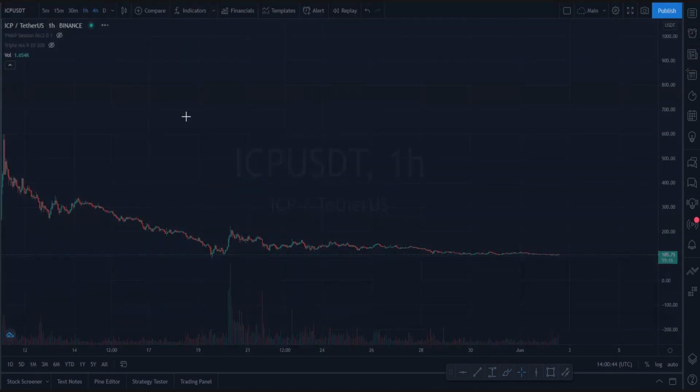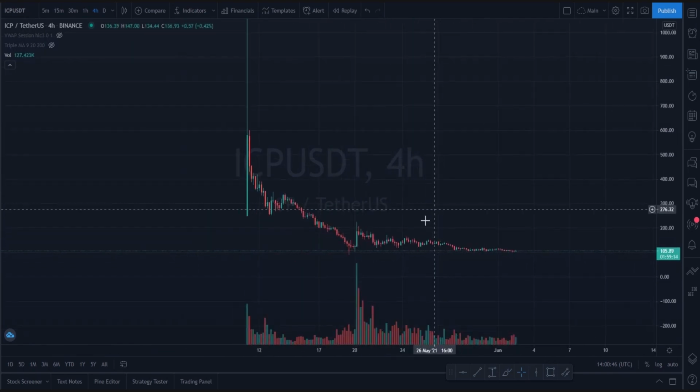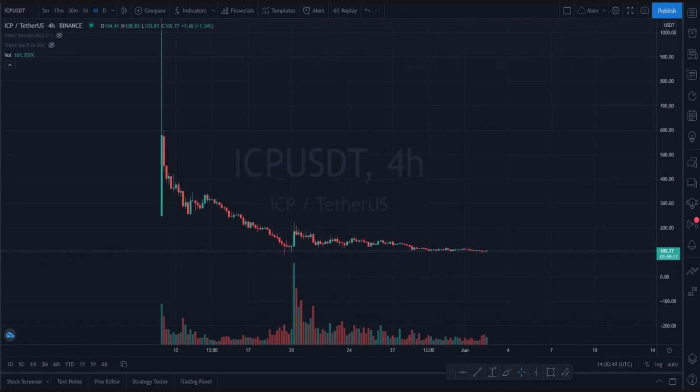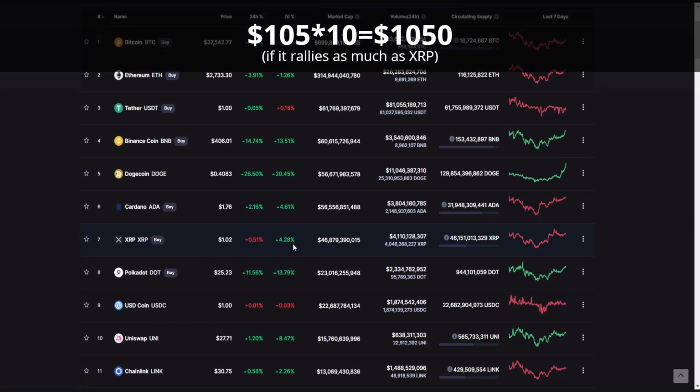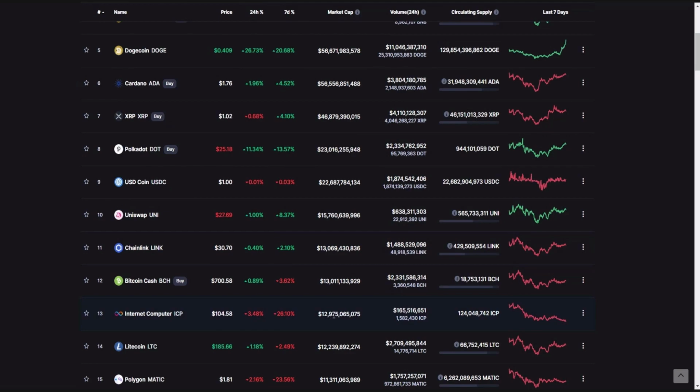As for my second prediction, I think ICP could place around number 5 in market cap. XRP seems like a good competitor, and not technology-wise, but I think XRP can go to $10 in this bull run, and a 10x would set the price of ICP at $1,000.